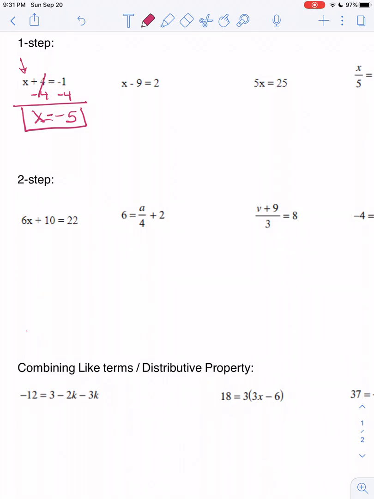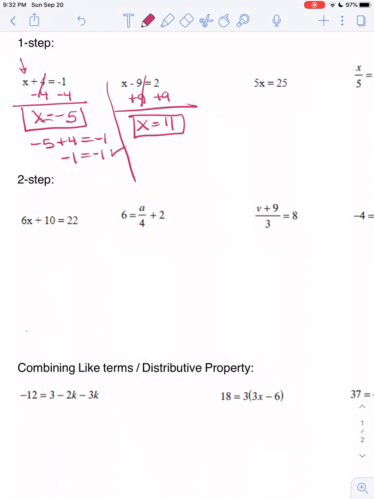We could easily check that by substituting it back in. In place of x, I'm going to put -5 plus 4 equals -1. I get -1 equals -1. We did it correctly. Opposite of subtraction is addition. So if I add 9 to both the left-hand side, I have to add it to the right-hand side, and I would get x equals 11.